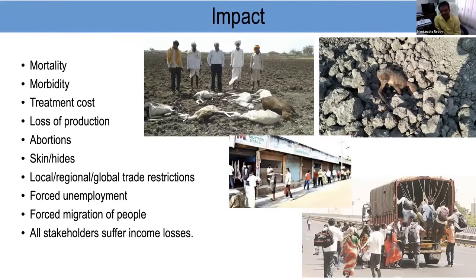Then the second one is due to morbidity. This is a kind of chronic disease where the animal suffers, the skin, the hide, is going to be damaged, the body condition itself is lost, so the weight loss of the animal and the treatment cost together add to the economic losses for the farmer. Then the loss of production, as I was saying, body condition gets drastically reduced.